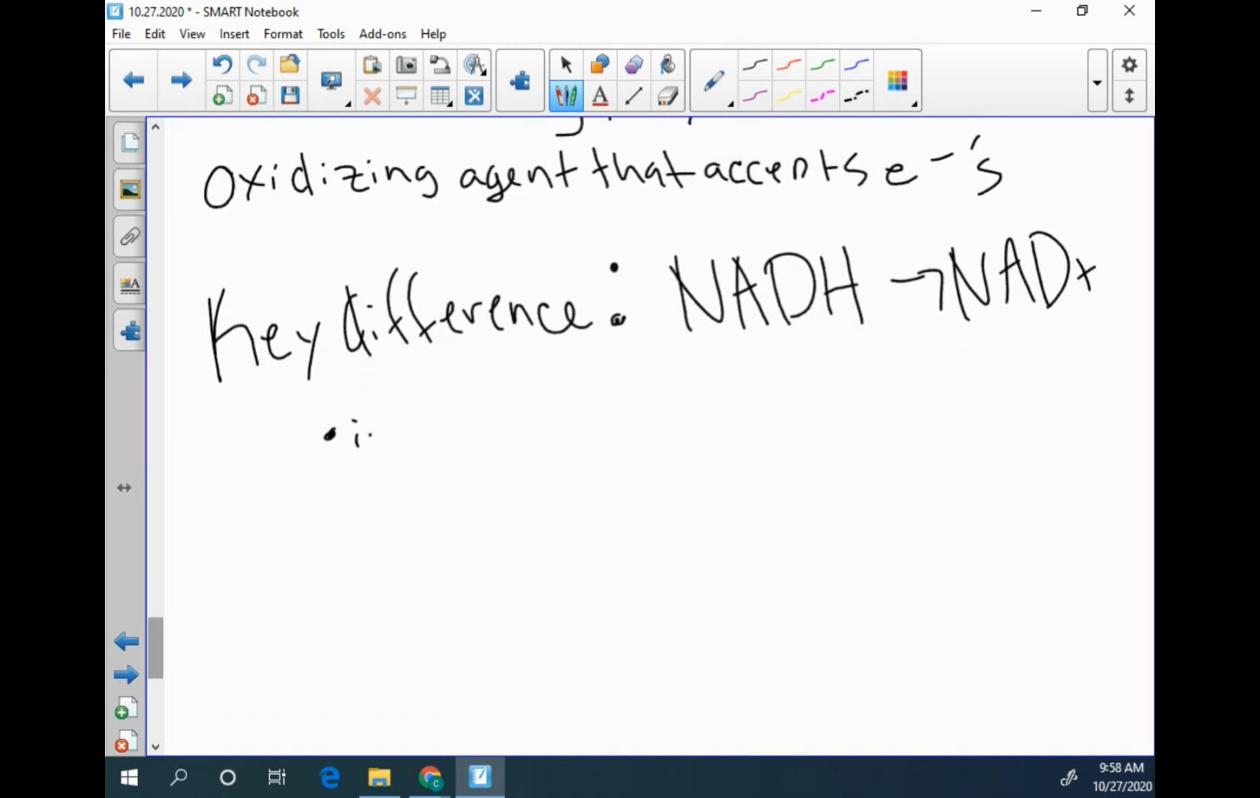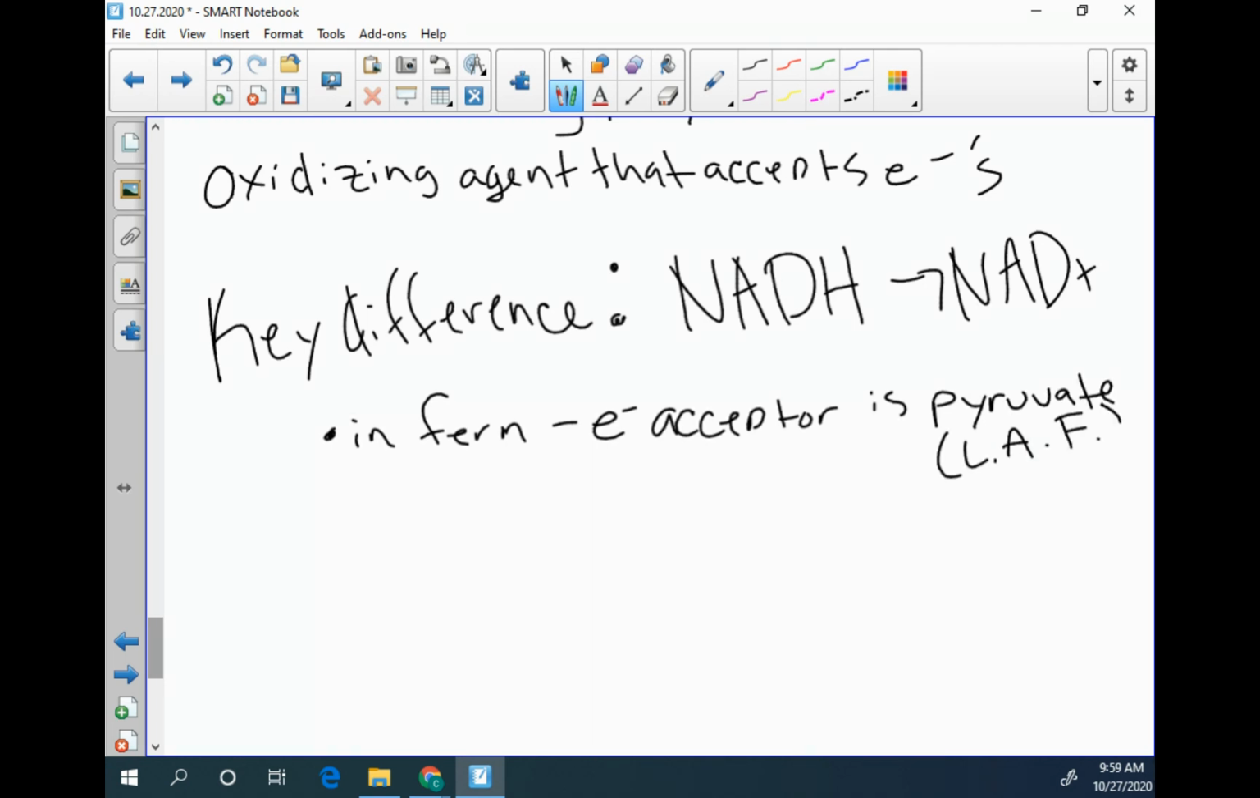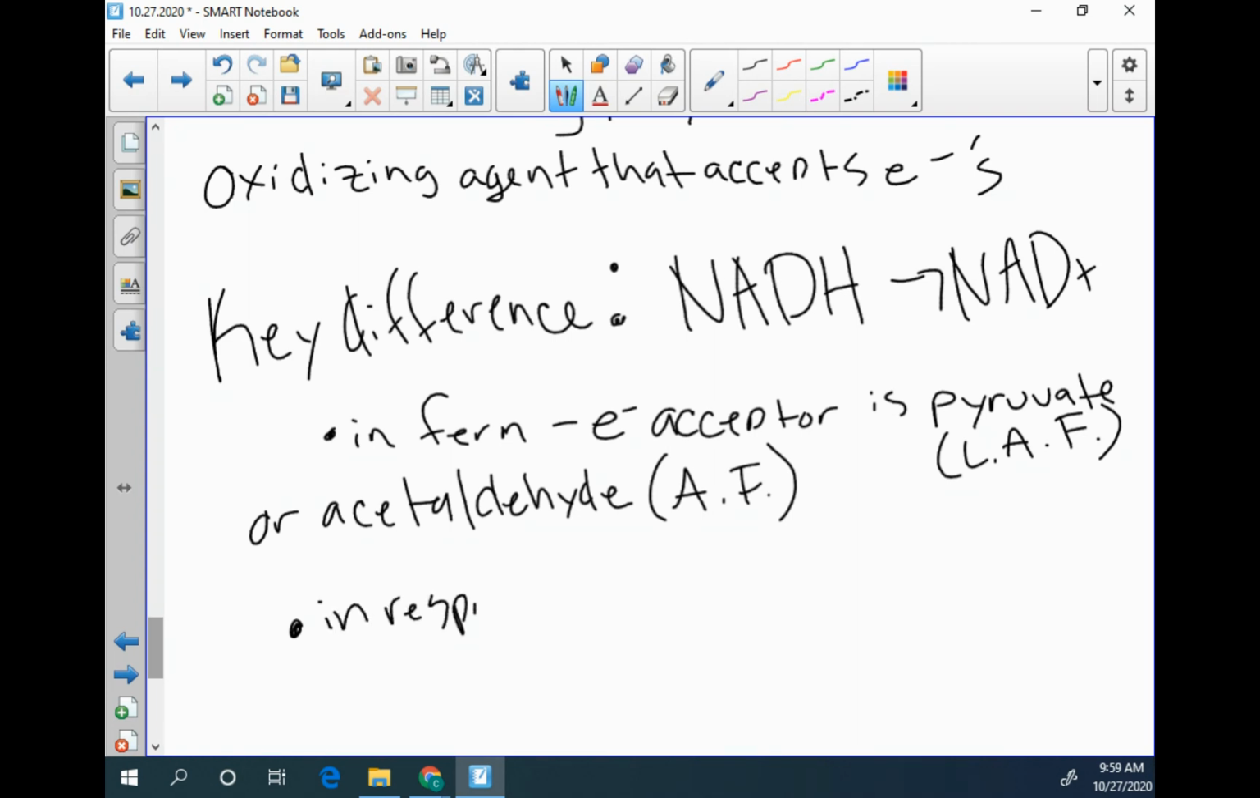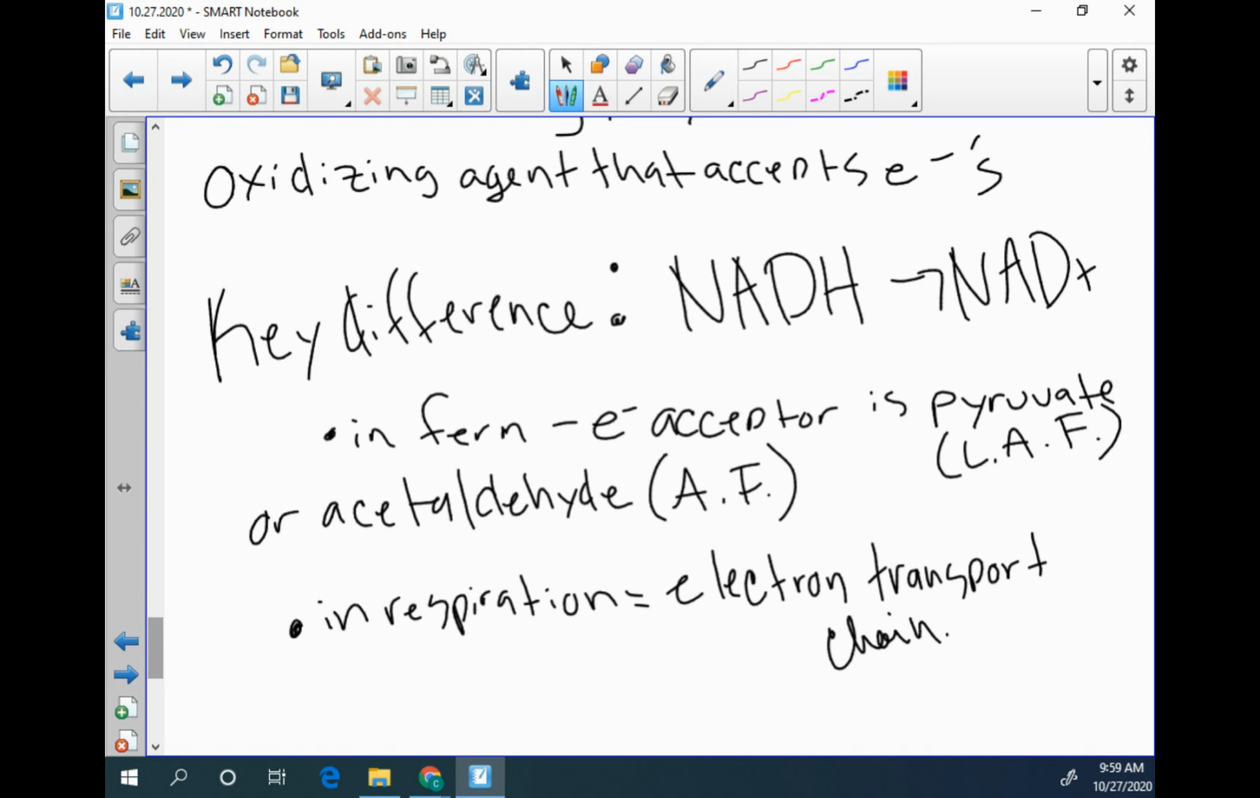So like we said, in fermentation, our electron acceptor is pyruvate in lactic acid fermentation, or acetaldehyde in alcohol fermentation. In either of the respirations, we have our electron transport chain, and that is how we get from NADH to NAD+.